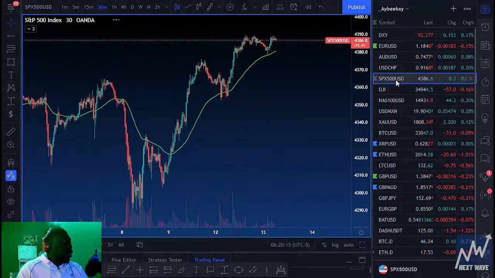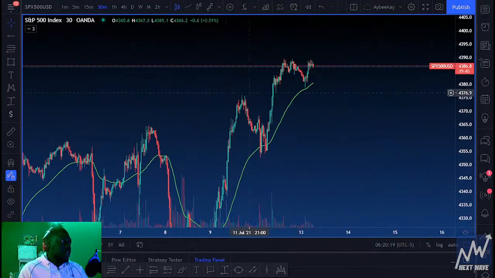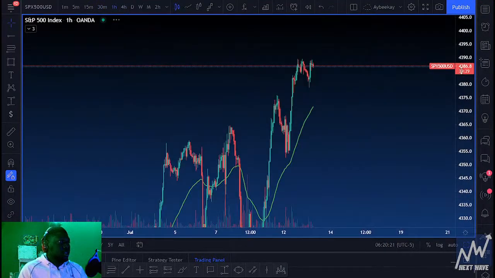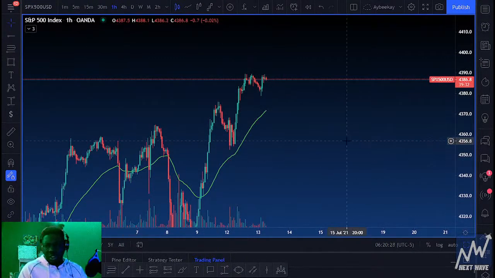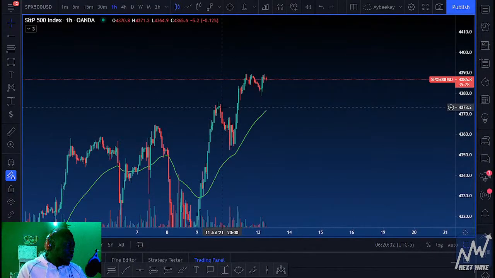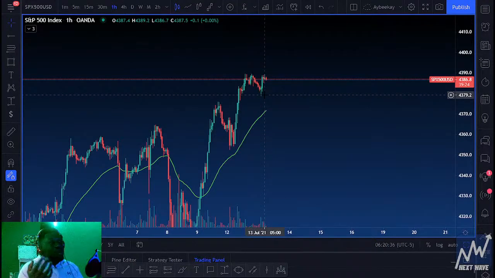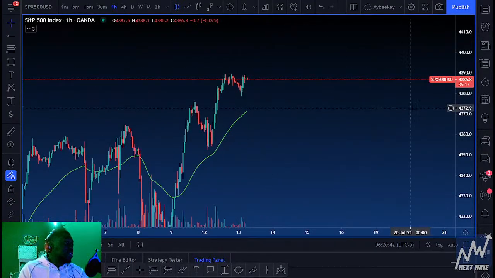So SPX 500. From when I had talked about it on Sunday, if I'm not mistaken, what's today? Today's the 13th, so I talked about it on Sunday, which was on the 11th. Price was down here. So it literally made a higher high. As I was saying, don't look to sell it. Like, don't try to buy it. It literally made a higher high. That's kind of crazy to me.